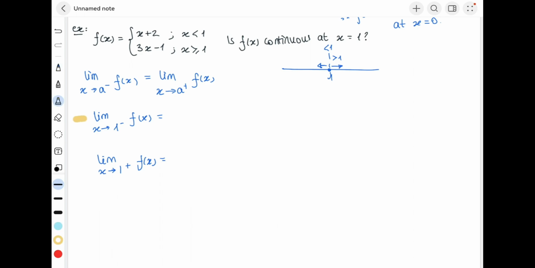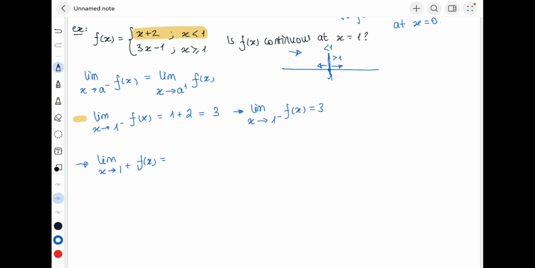Since we're looking now at the limit as x tends to 1 minus, and we have our function here, which tells us x less than 1, which is exactly our 1 minus, as we mentioned here. So to find the limit as x tends to 1 minus, we can directly replace 1 into the function. So we'll have 1 plus 2, which is equal to 3. So our limit as x tends to 1 minus of the function is 3. Now, limit as x tends to 1 plus of the function.